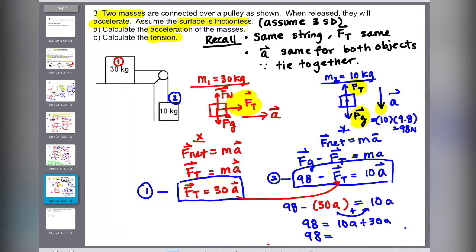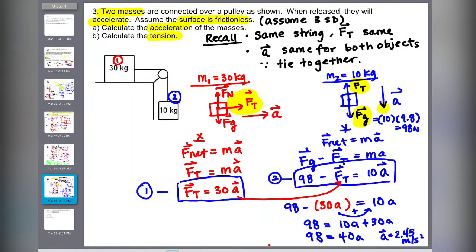So 98 is equal to 40A. Rearrange the equation, and A worked out to be 2.45 meters per second squared. And then finally, when I found the acceleration, if they want you to calculate Ft, you can just plug your A into either equation 1 or 2, and then solve for your Ft.